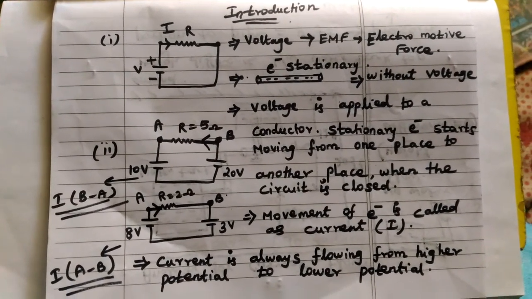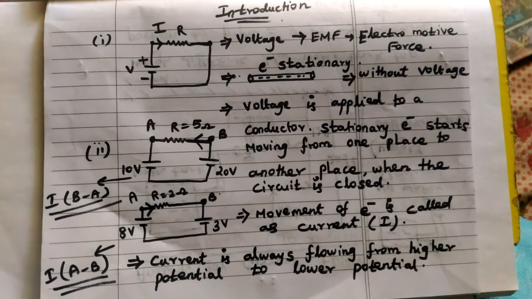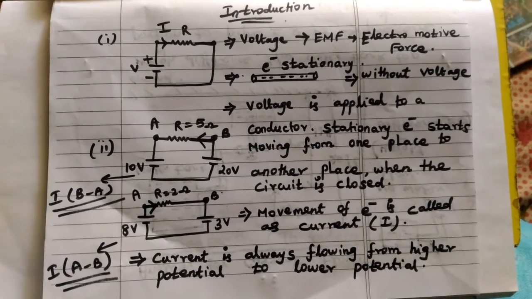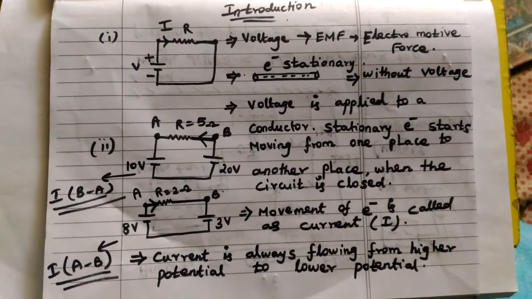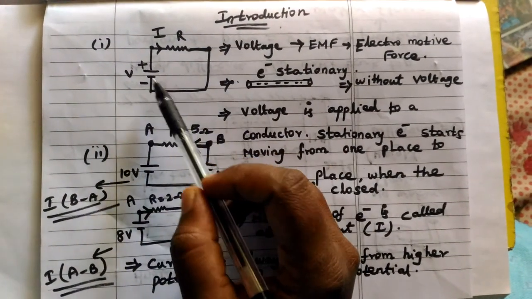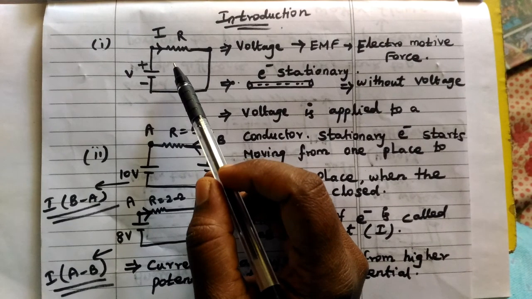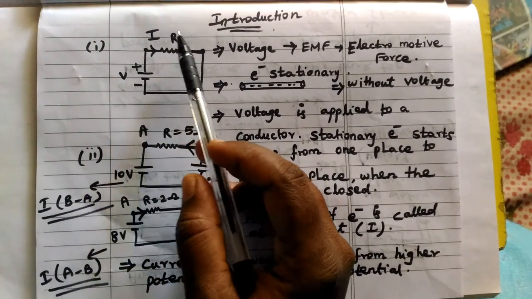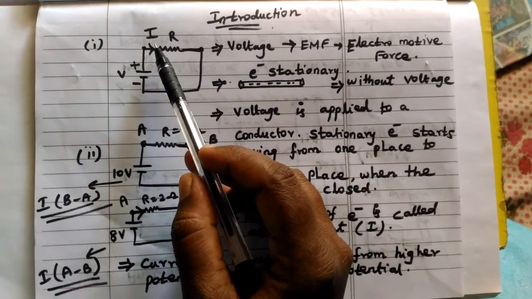So today we are going to see what current is and how to identify the direction of current flow in a circuit. Okay, so for that I have taken one circuit. It has a voltage source and a resistance. The current flowing through this circuit is I.